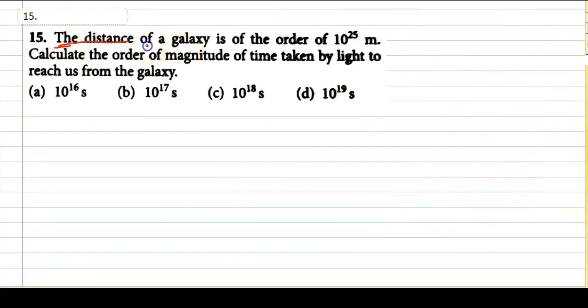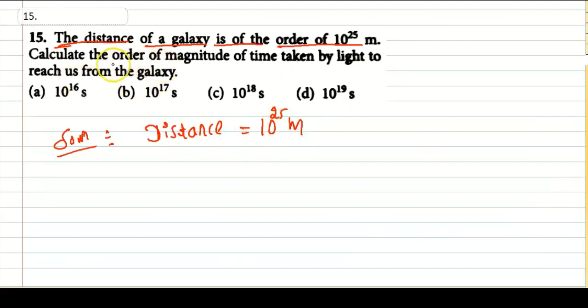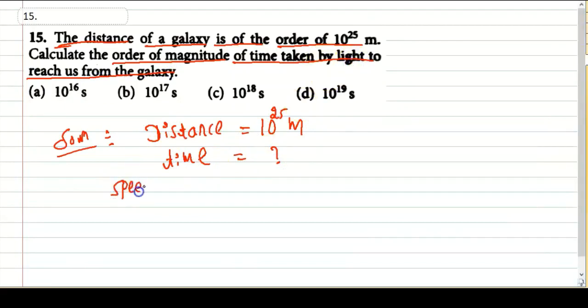The distance of a galaxy is of the order of 10 to the power of 25 meter. Solution: the distance is 10 to the power of 25 meter. Calculate the order of magnitude of time taken by light to reach us from the galaxy. What is the speed of light? We know that the speed of light is 3 into 10 to the power of 8 meter per second.